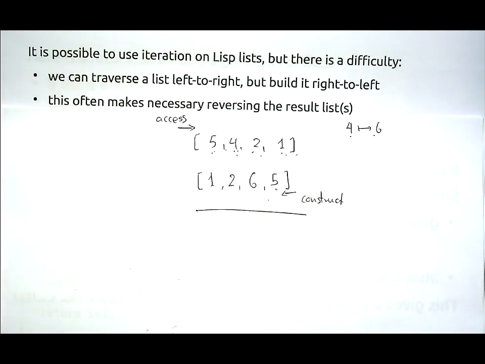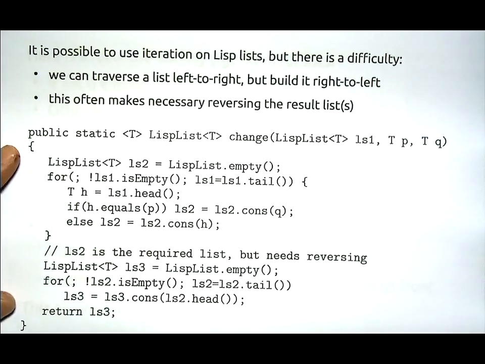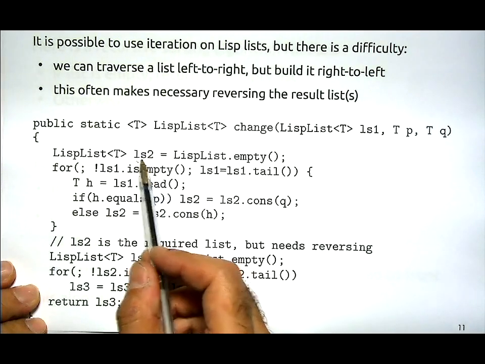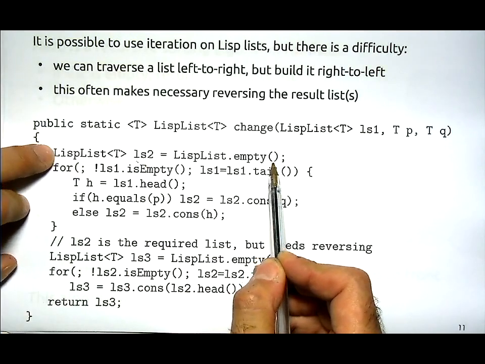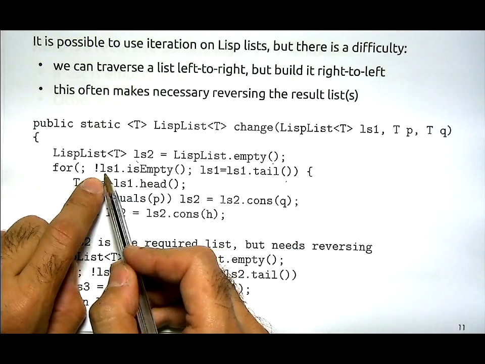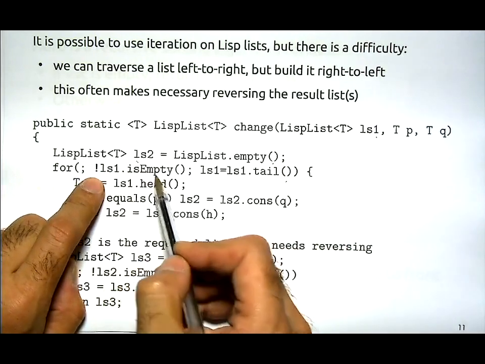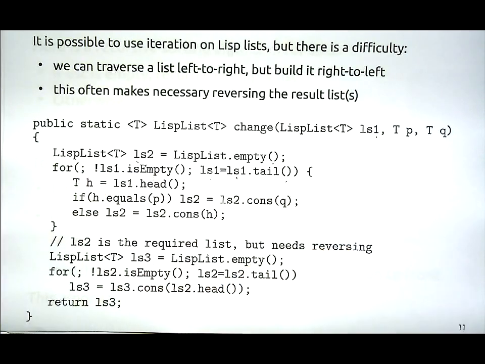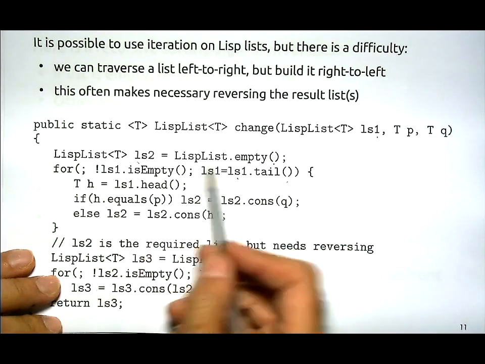Is this clear? This is very much like stacks in automata. If you read from the automata and push back, you get it reversed. So the code I have here for changing iteratively goes as follows. It says, okay, let's start with the empty list. And then I have a for loop that goes through the list, ls1, until it's empty. And each time it gets back the tail of the list. You start with the full list. If it's not empty, get its head.